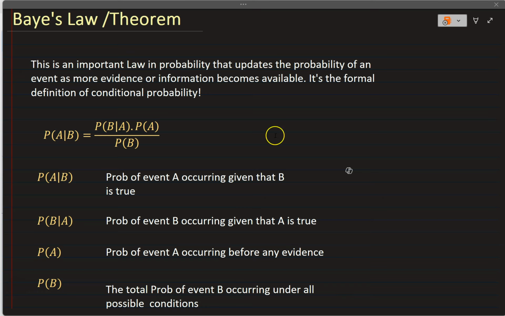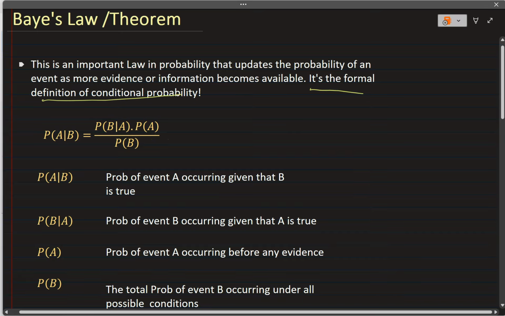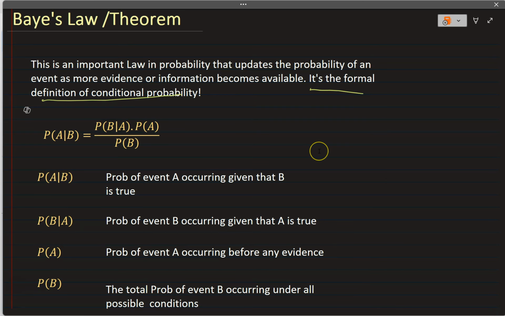Okay. Now, the idea of Bayes' law is basically the formal definition of probability, conditional probability. That's what that is. Simple as that. And it's such an important law that basically updates the probability of an event as more evidence or information becomes available. It has huge utility in a lot of different applications.